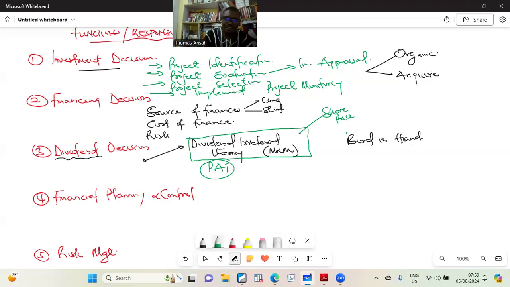But there is another batch, the Lintner people. They are saying that, Oga, what are you talking about as investment? Bird in hand.